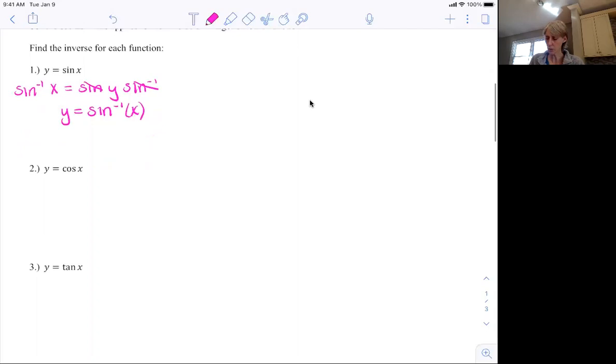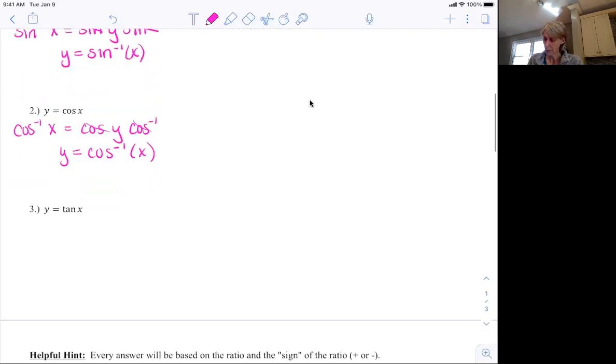Let's do y equals cosine x. x equals cosine y. Switch x and y, solve for y. So y equals cos inverse x. y equals tan x. Switch x and y, and solve for y.